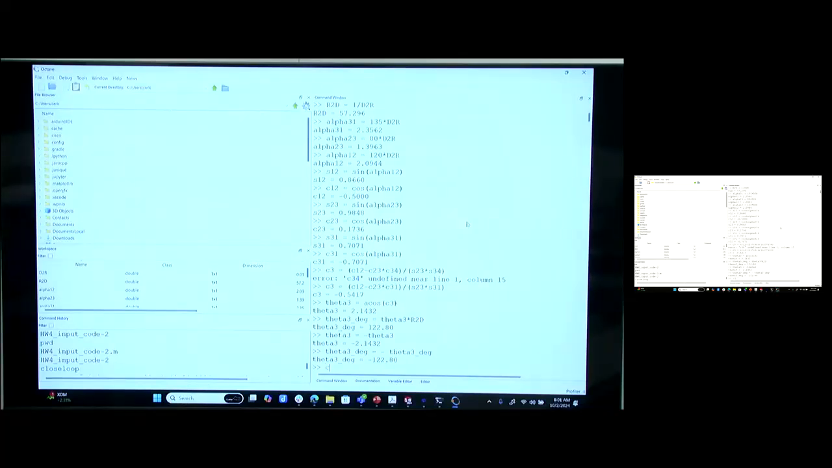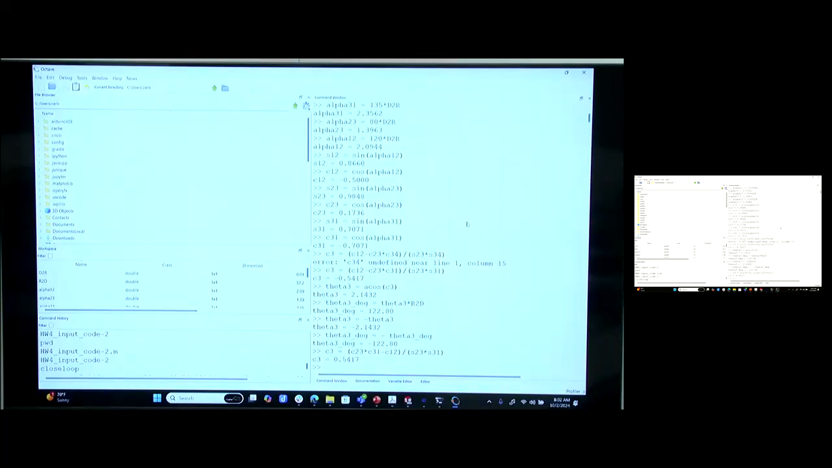Let me redo it. C3 equals C23, C31 minus C12 divided by S23 times S31. Okay, and then theta 3 is ACOS.